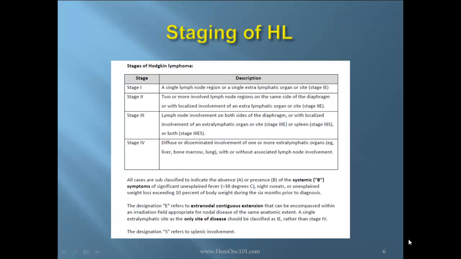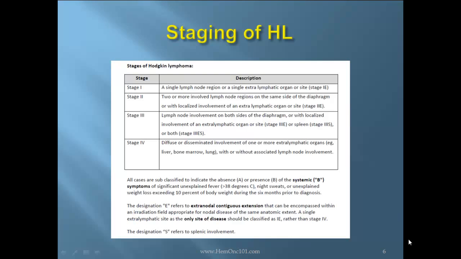Stage 4 is diffuse or disseminated involvement of 1 or more extralymphatic organs, for instance, liver, bone marrow, lung, with or without associated lymph node involvement. All cases are subclassified to indicate the absence or presence of the systemic B symptoms of significant unexplained fever, night sweats, unexplained weight loss exceeding 10% of the body weight during the 6 months prior to diagnosis.